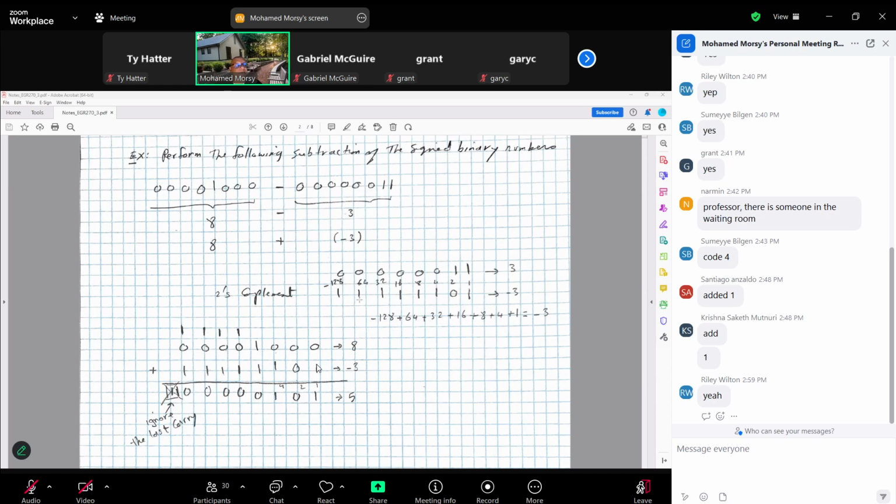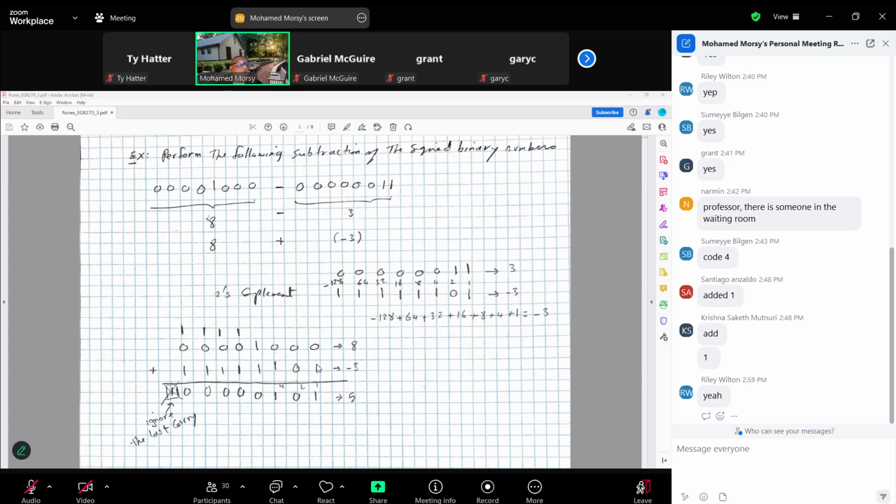Let us check, is this equivalent to minus 3 or not? Again, put the weights: 1, 2, 4, 8, 16, 32, 64, and the last one is minus 128. Add them up: minus 128 plus 64 plus 32 plus 16 plus 8 plus 4 plus 1. No 2 because it is multiplied by 0. We add this, we get minus 3. So now this binary number is actually a negative number, representing negative 3.